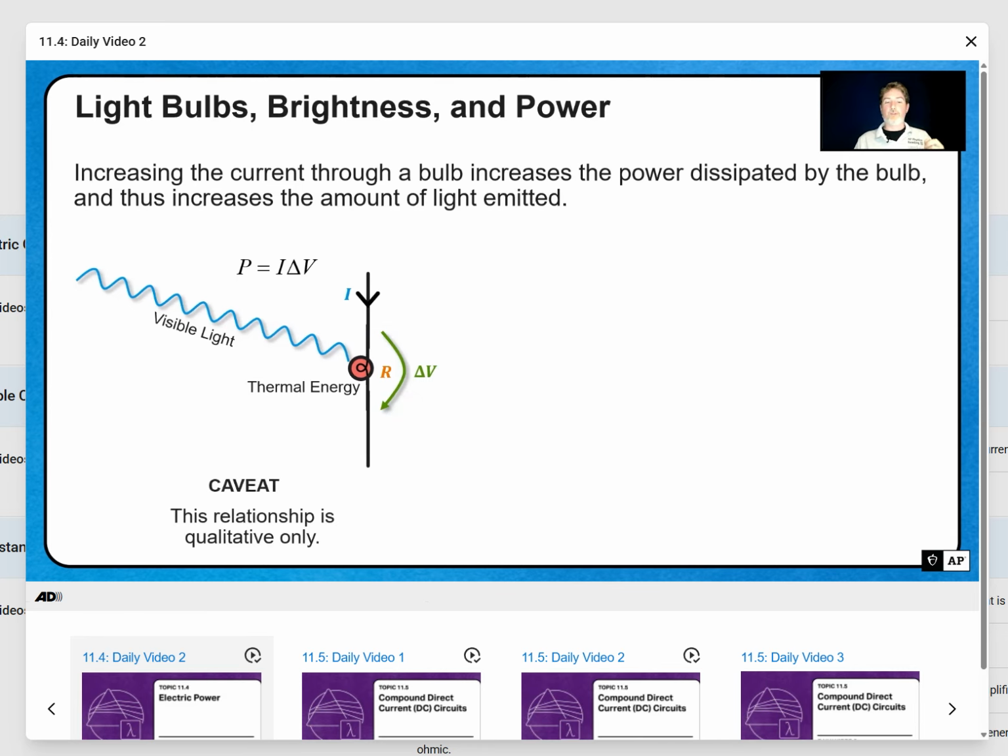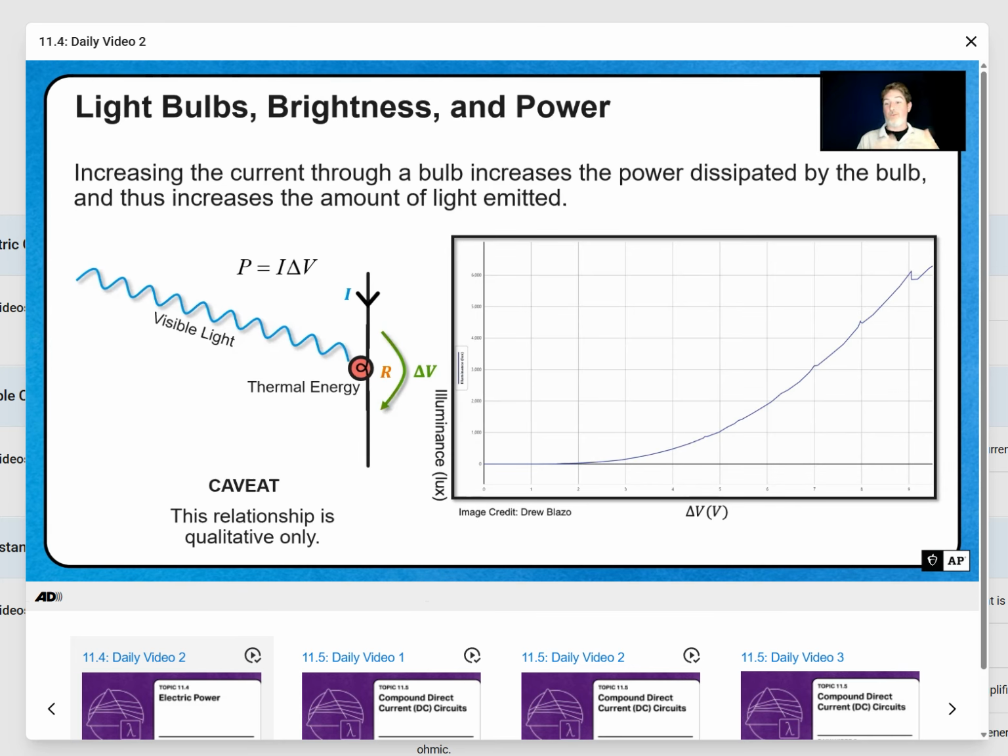This is super important, though. It is only a qualitative relationship. We can say the light bulb got twice as bright, so it got twice as much power. This is a qualitative relationship.